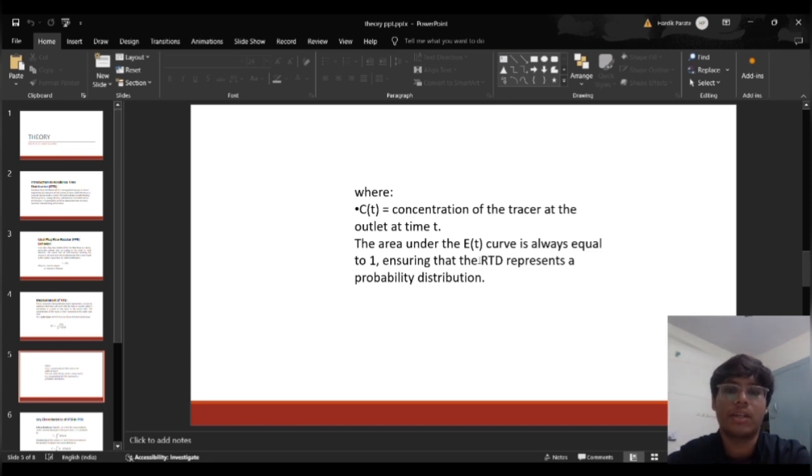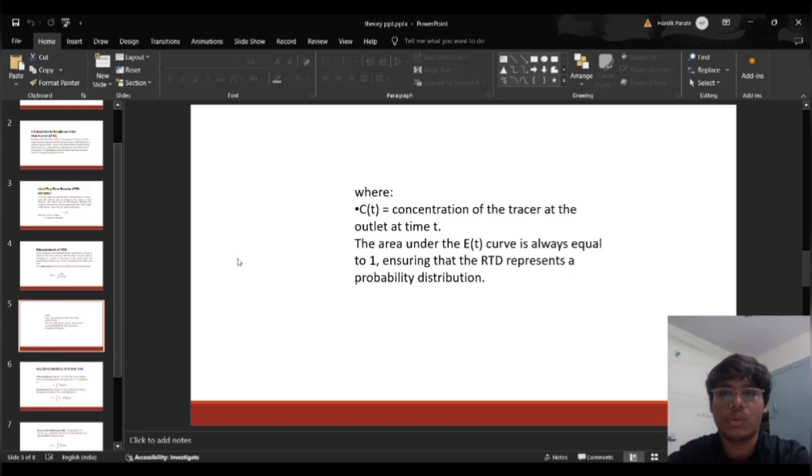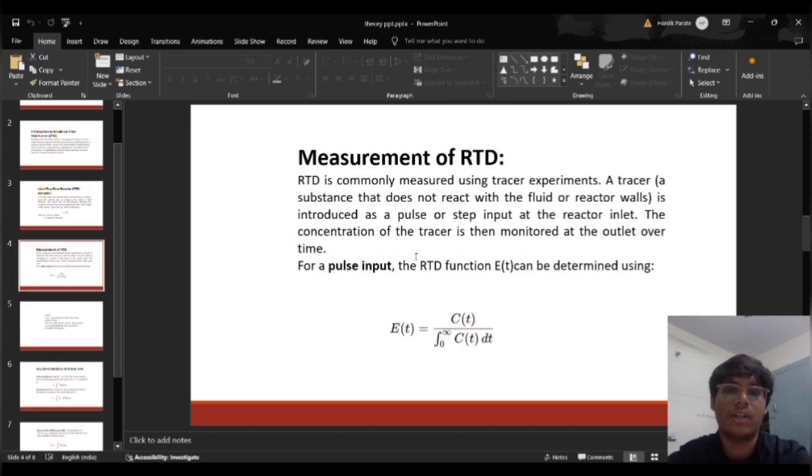In practical terms, E of t helps us to identify whether we are getting closer to that ideal plug flow behavior, or if there are significant deviations due to issues like dead zones or backmixing.